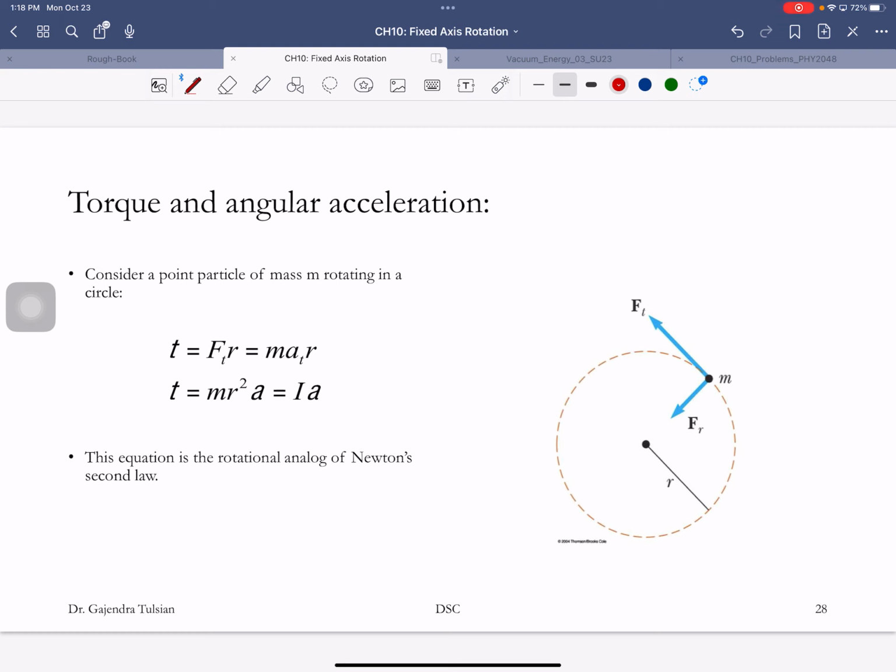Do you guys remember Newton's second law?